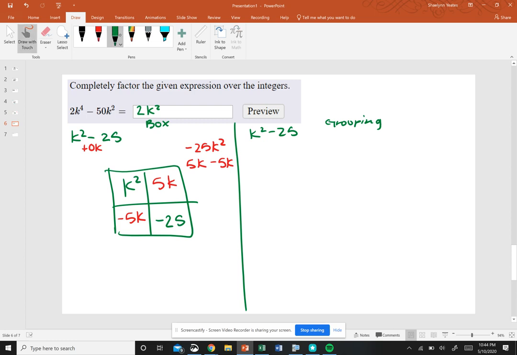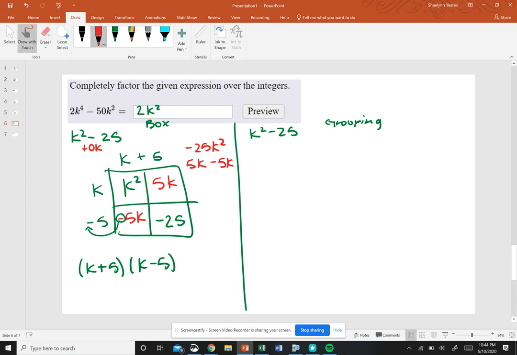All right, so my greatest common factor in this first row is going to be a k. My greatest common factor in the second row is a negative 5. Remember, the negative's here, so we have to pull out the negative. Okay, now this is a positive k. Then right here, since this number is positive, this is going to be a positive number. And then 5 and 25's greatest common factor is 5. So we have k plus 5 and k minus 5, which would go next to my 2k squared.